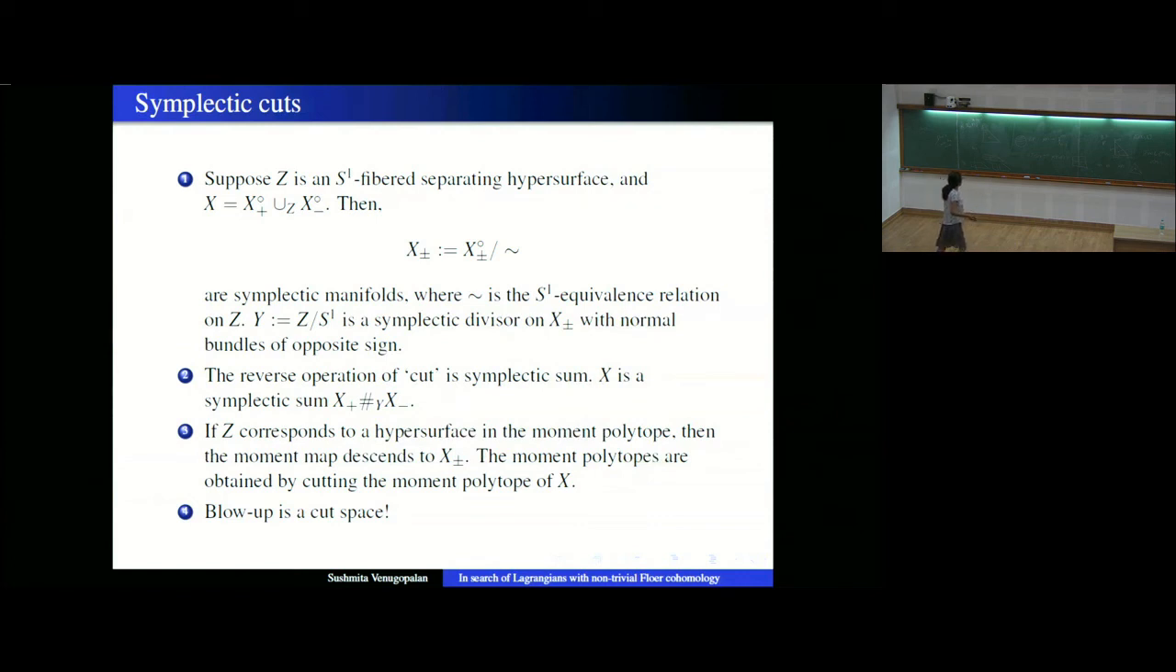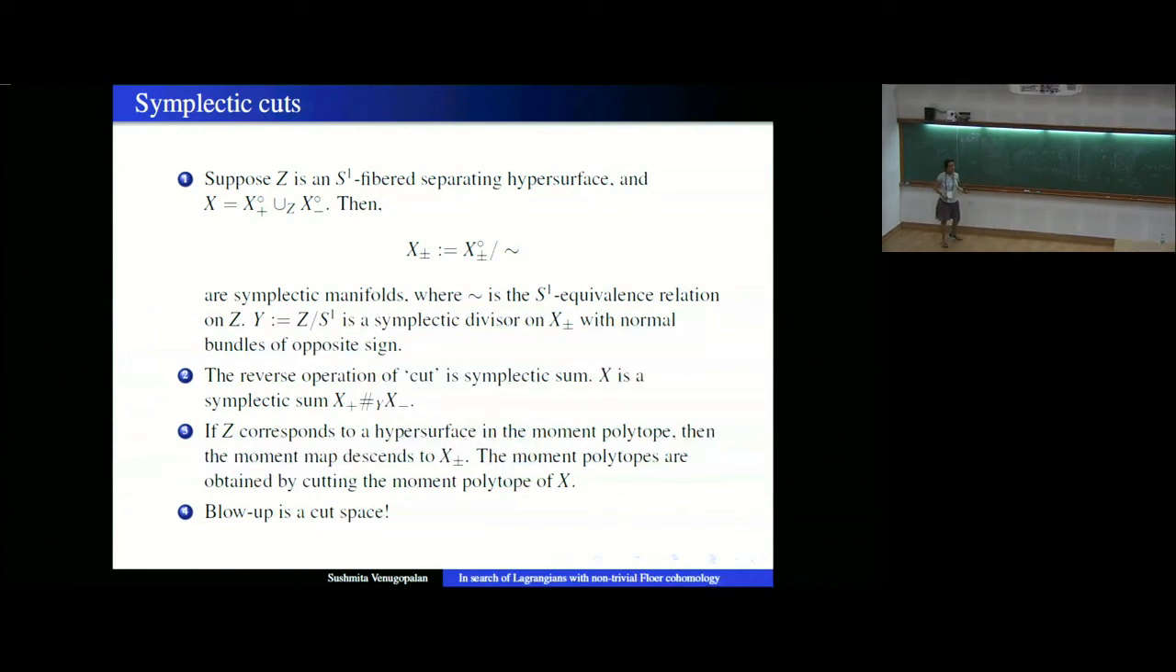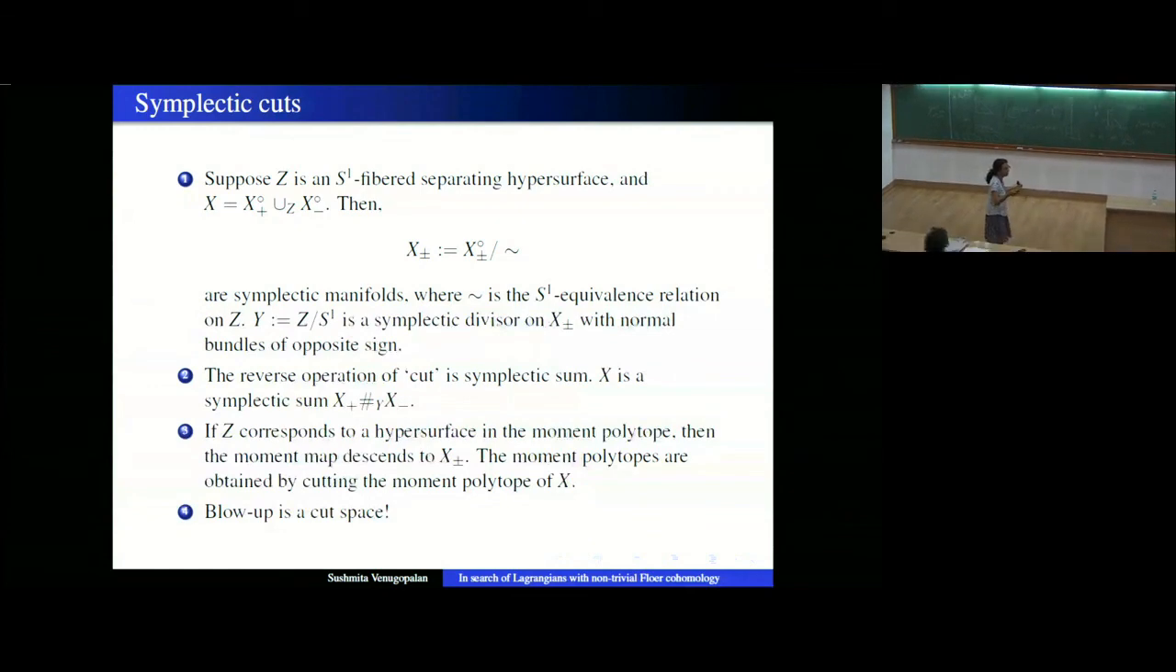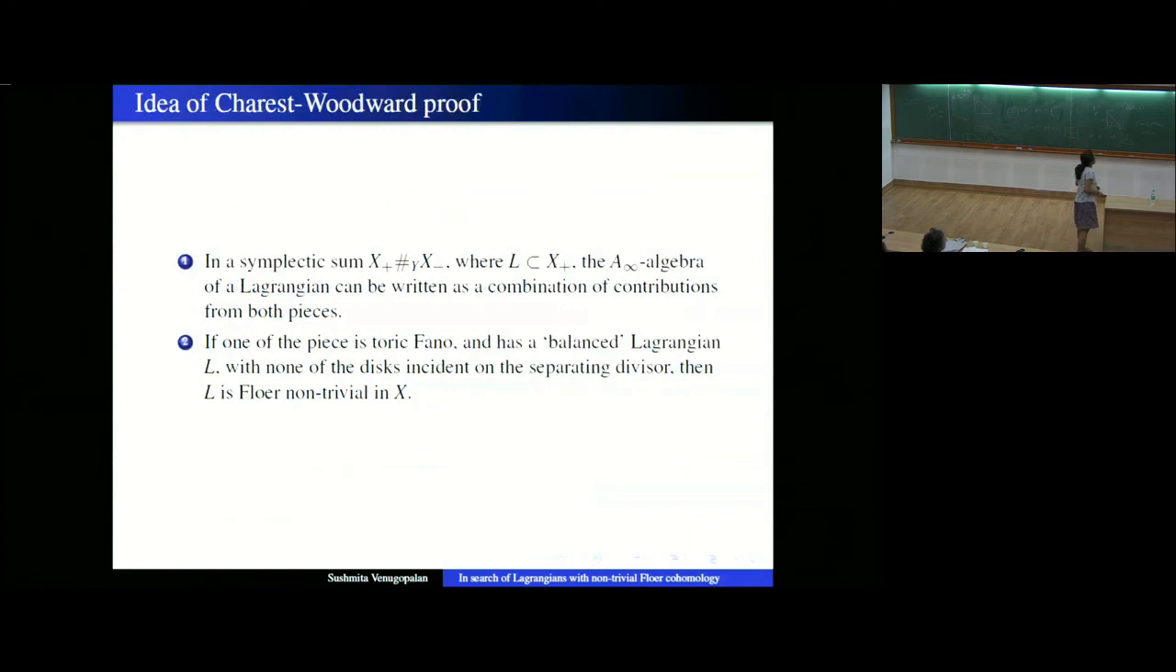Another example of a cut space is a blow-up. You can think of a blow-up as just cutting along this hypersurface. So your blow-up manifold is one of the cut spaces, and the other cut space is just going to be CP^n, where n is the complex dimension of the manifold.